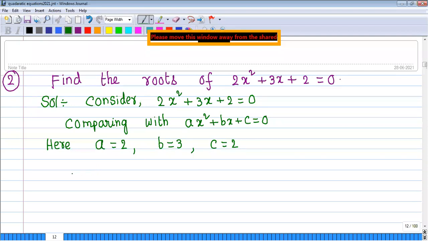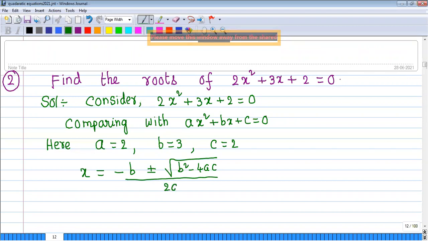Right. Now the formula. x is equal to minus b plus or minus root of b square minus 4ac upon 2a. In quadratic equations, this formula we need to remember.